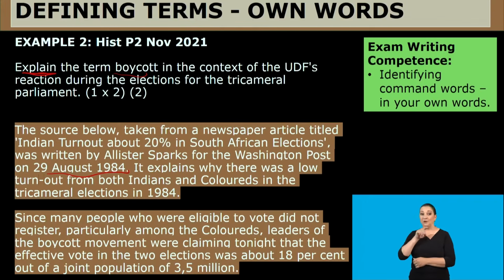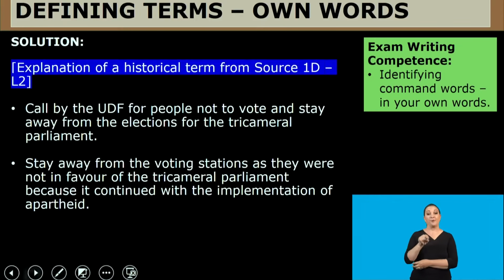I'm going to highlight that because it's important. It explains why there was a low turnout from both Indians and coloreds in the tricameral elections in 1984. And then it reads, since many people who were eligible to vote did not register, so they did not register, that's important, particularly among the coloreds, leaders of the boycott movement were claiming tonight that the effective vote in the two elections was about 18% out of a joint population of 3.5 million.